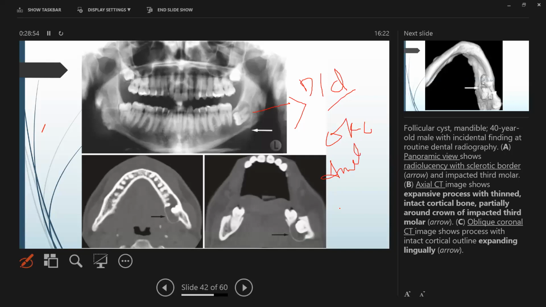And if the patient is young enough and it is associated with the anterior maxilla, then you can give AOT, that is adenomatoid odontogenic tumor, okay? Or you can even give unicystic ameloblastoma, because that is also very common in the anterior. And if it is posterior, you can give these three diagnoses: dentigerous cyst, OKC, and ameloblastoma. Is it clear, at least now?